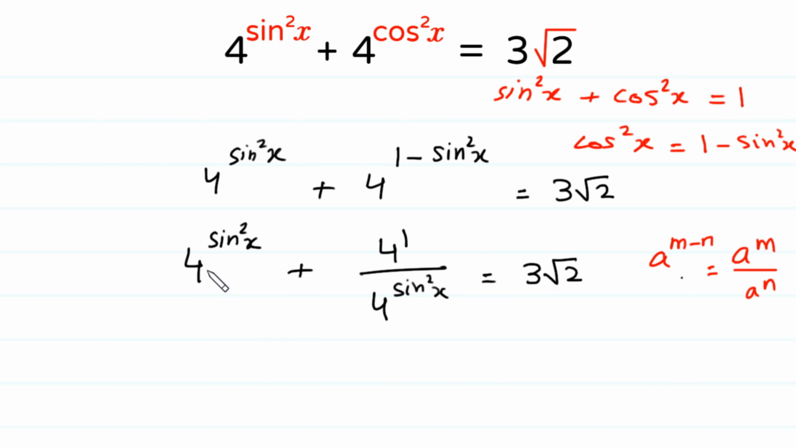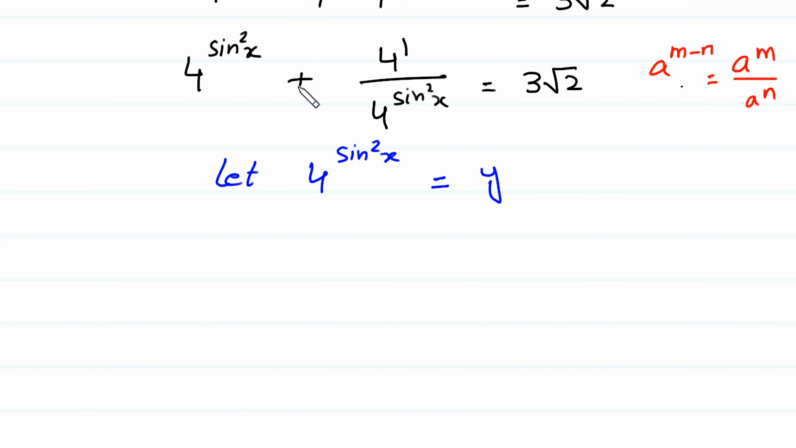Now we see here 4 to the power sine square x and here 4 to the power sine square x. So we suppose that let 4 to the power sine square x is equal to y. Then this equation becomes y plus 4 over y is equal to 3 times square root of 2.